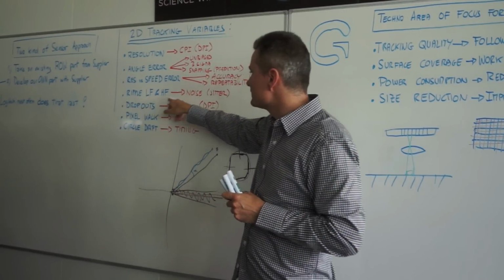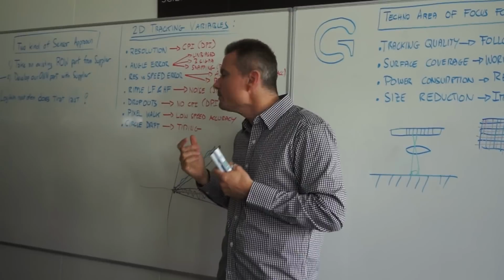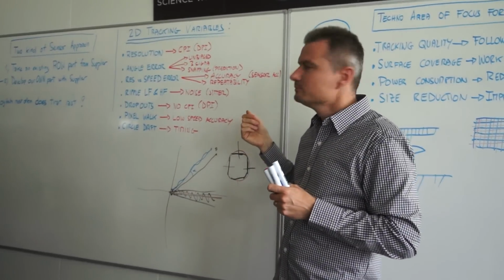And then there is another one that is evil as well, it's the ripple. What we call ripple, users call jitter.